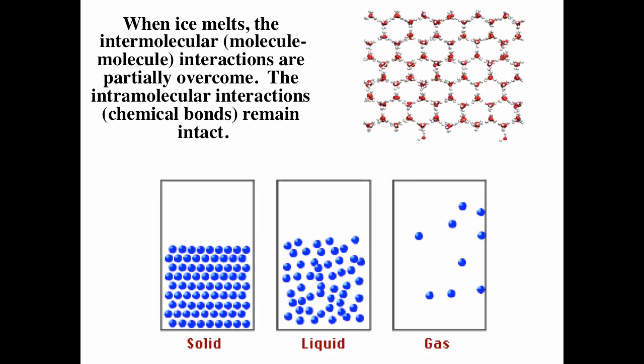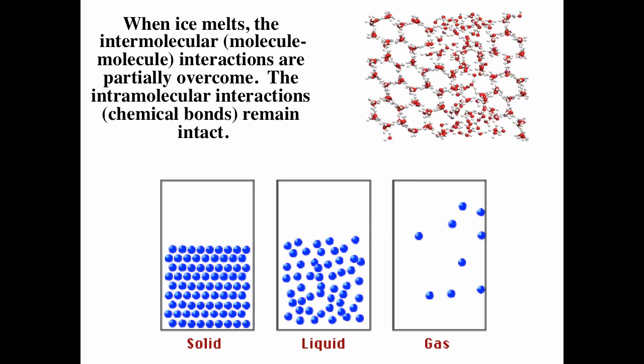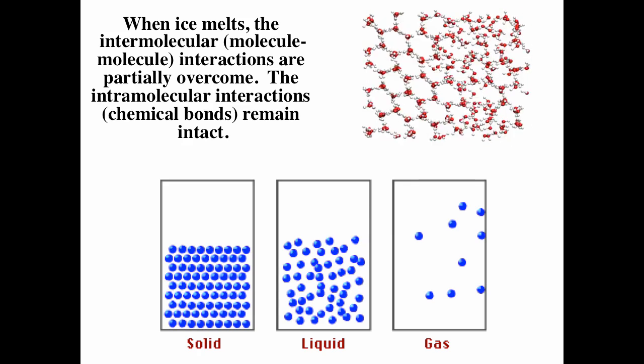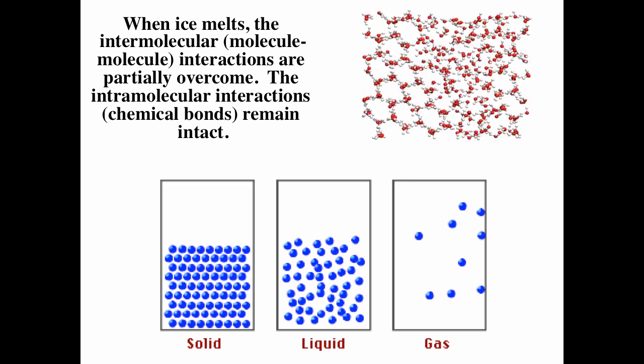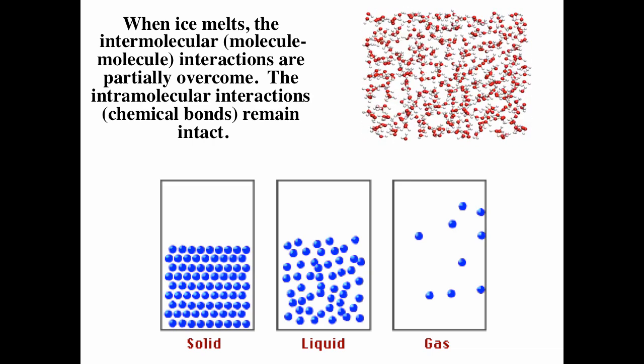And so this is a decent simulation of ice melting. We start with that nice open structure for ice. As we heat it, we're adding kinetic energy to the particles, and then the molecules eventually partially overcome intermolecular forces, and we get to liquid. And so the stronger the intermolecular force is, typically the higher the melting point. Not always, but typically.